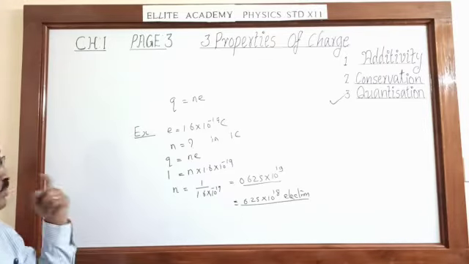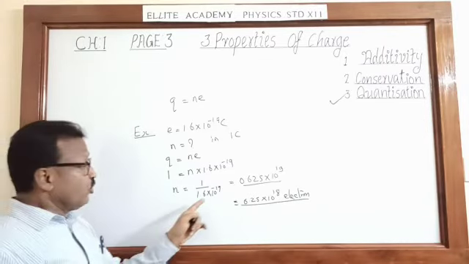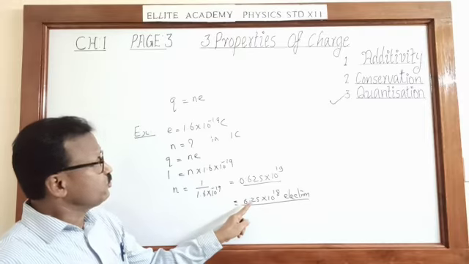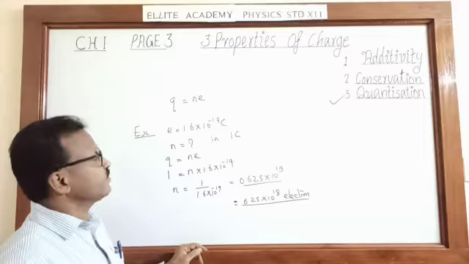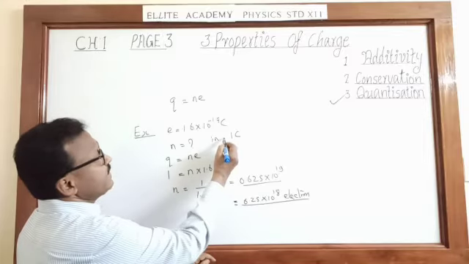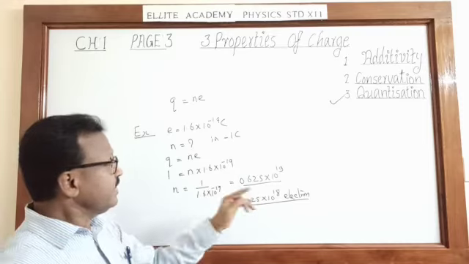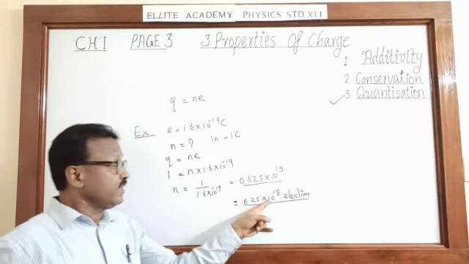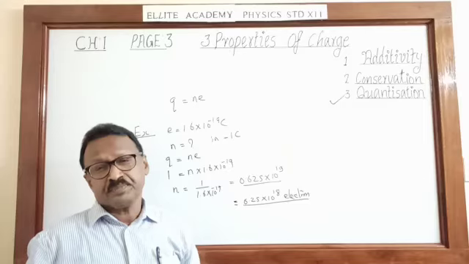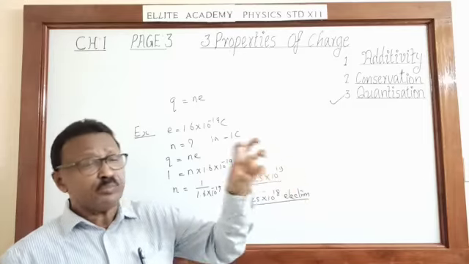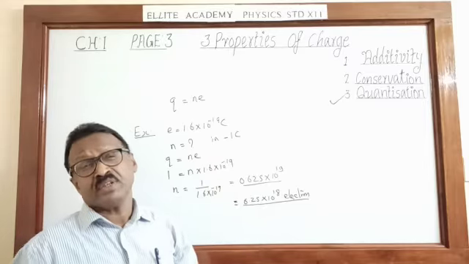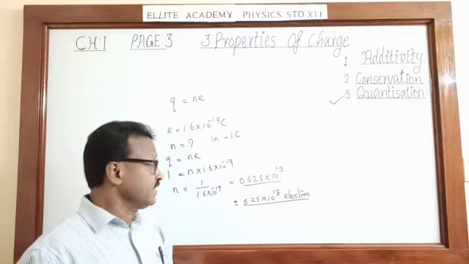In 1 coulomb of charge, how many electrons must be there? 6.25 into 10 raised to 18 electrons. That means if the charge is minus 1 coulomb, or if it is plus 1, it will be 6.25 into 10 raised to 18. Don't you feel this is a big number? So can we have 1 coulomb by assembling 10 raised to 18 electrons? It is a very large charge.